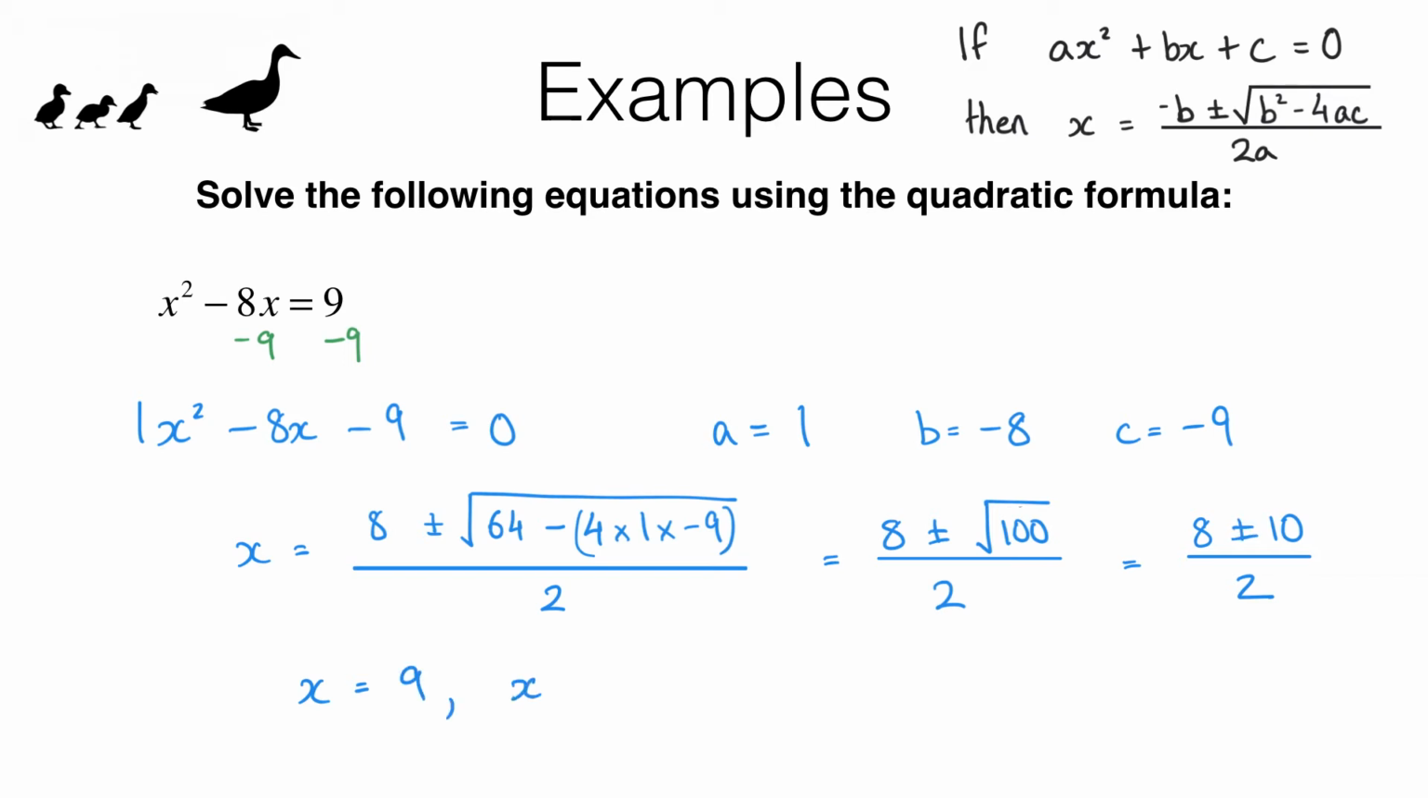And the second solution is what we get when we do 8 minus 10 over 2. Well, 8 minus 10 is negative 2. And dividing that by 2 gives us negative 1. So x equals 9, x equals negative 1. Those are our two solutions to the original equation.